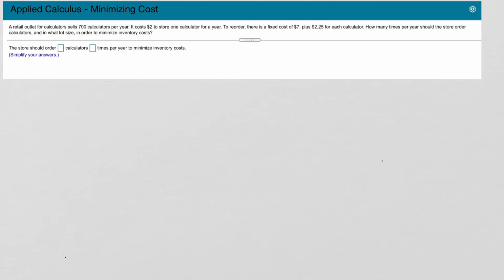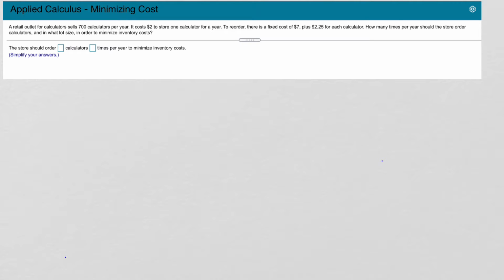In this problem, we're told that a retail outlet for calculators sells 700 calculators per year. It costs $2 to store one calculator for a year, and when we reorder, there's a fixed cost of $7 plus $2.25 for each calculator. We want to know how many times per year this store should order calculators, and in what lot size, in order to minimize inventory costs.